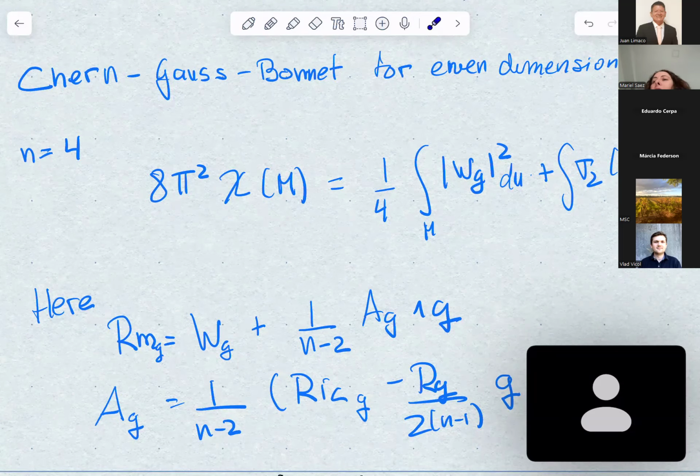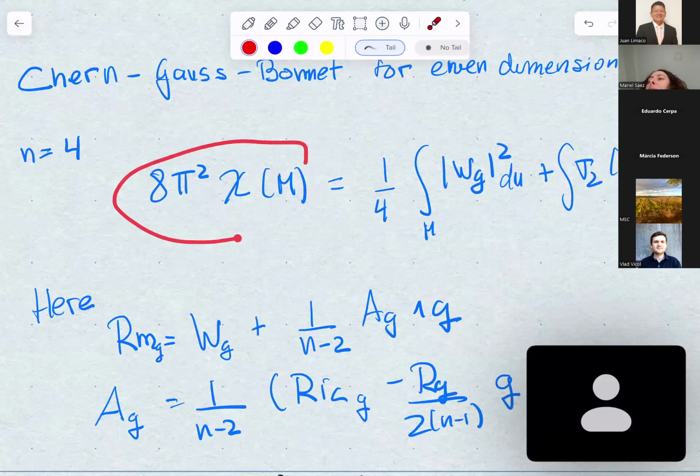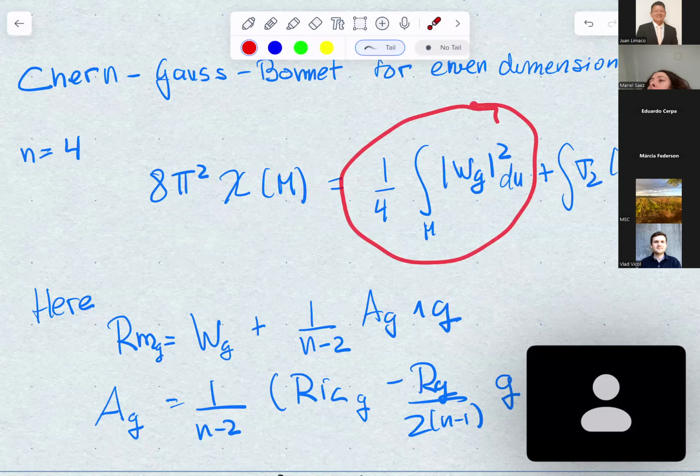In n equals 4, again, you have this quantity that is a conformal invariant, something that doesn't change when you do conformal changes of the metric, or actually doesn't depend on geometry, that only depends on topology. This quantity is something that we call the Weyl tensor, and it scales well with conformal changes.